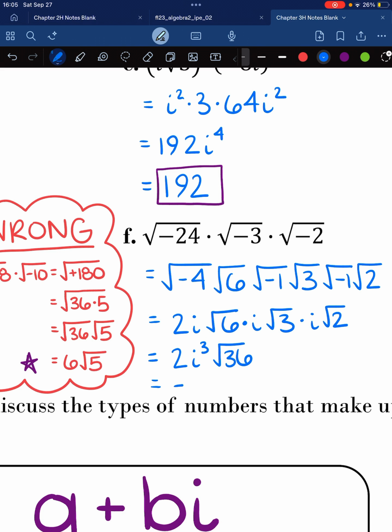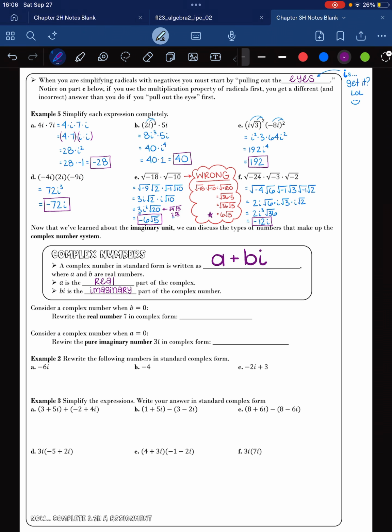I know that i cubed is going to simplify to negative i, and the square root of 36 is going to simplify to 6. So putting that all together, we get negative 12i.